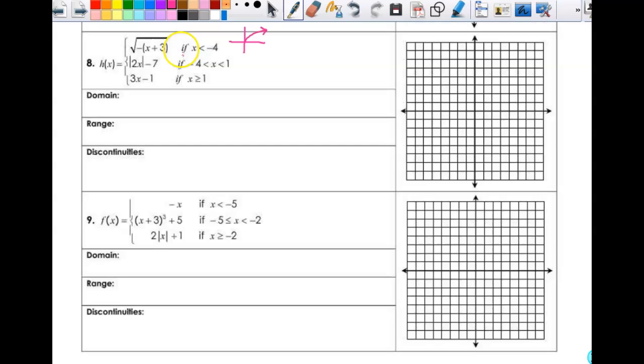And the first thing I want to do is graph my endpoint. So this -4 goes in here. -4 plus 3 is -1. -1, -1 is 1, so it ends up being 1. So I go to -4, 1, and it's an open circle. Okay?